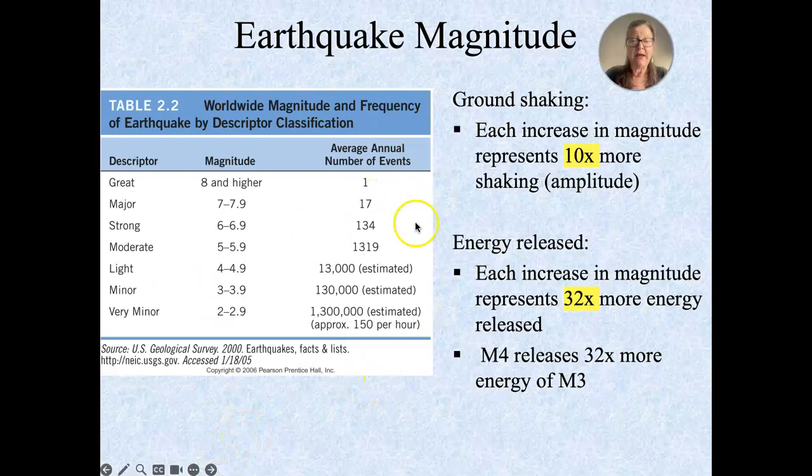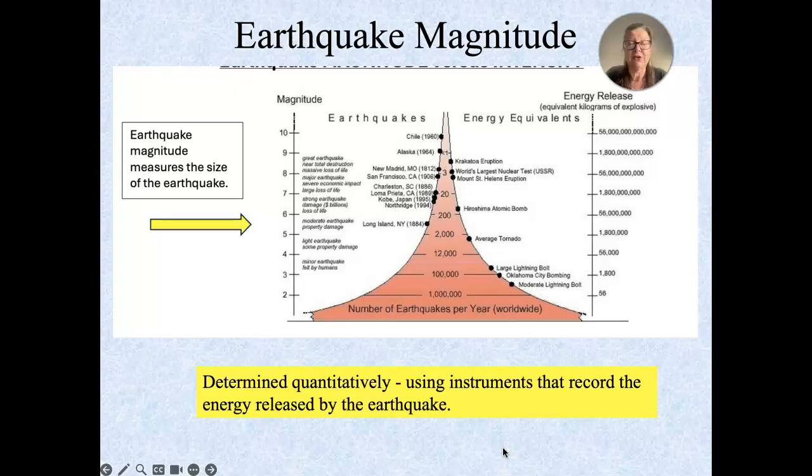On the right-hand side, we have the average number of events worldwide. And fortunately, you can see that these are inversely related. We have a large number of small earthquakes and a very small number of large earthquakes. Thank goodness, right? This is another way to look at the energy released. We have magnitude on the left scale and then equivalent kilograms of explosive on the right. Now notice that each of these numbers is lined up with each of these magnitudes, and it is 32 times greater each time you go up.